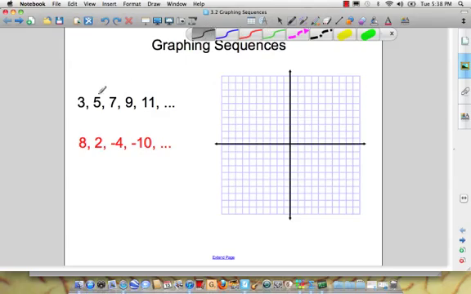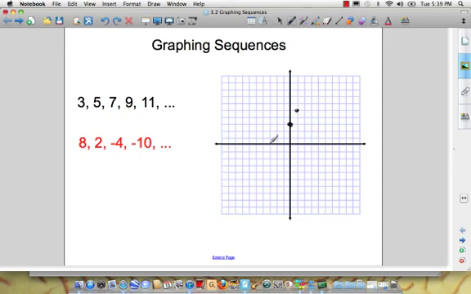So if you consider this first sequence, 3, 5, 7, 9, 11, the way we translate that into a graph is we start here at the origin, and the first term is 3. So we go up 1, 2, 3, and we put a dot here. Okay, the next term of the sequence is 5, so I go over, and then I go up 1, 2, 3, 4, 5.